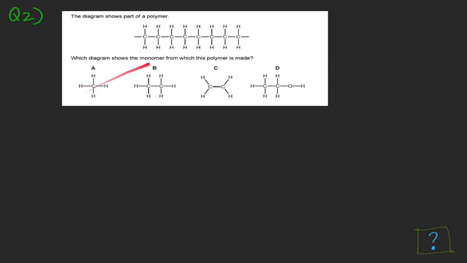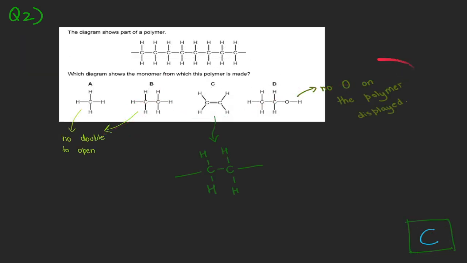We know that it can't be methane or ethane because they don't have a double bond to lose and get a free bond from, so this would be out and this would be out. This has no double bond to open, and as well it doesn't have an oxygen in this polymer, so it can't be this monomer. From here, this is a repeating unit of ethene. This is what it looks like if you open the double bond and draw out the free bonds. And as you can see here, that is actually repeating. This is one repeat unit, this is one repeat unit, and this is one repeat unit.